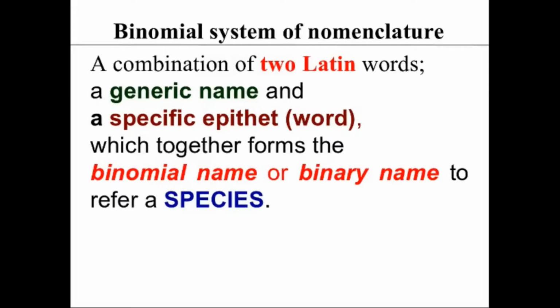Epithet means a word with particular attributes, and it together forms the binomial name or a binary name to refer to a species. So we must be very specific in that. It is not a genus name and a species name. It is the combination of a genus name and a specific epithet which together only refer to a species.